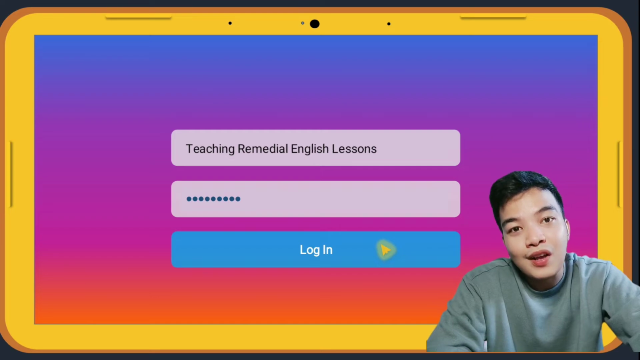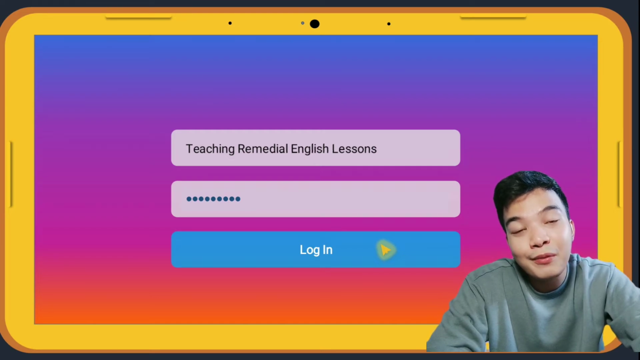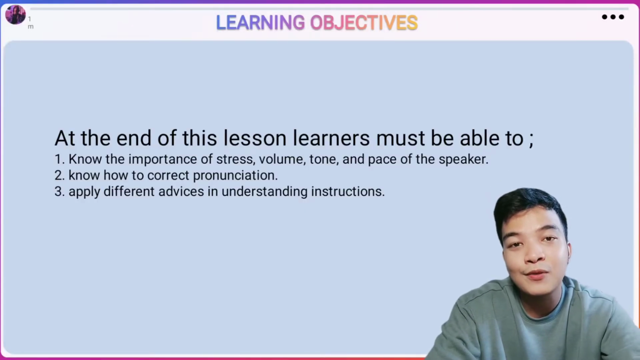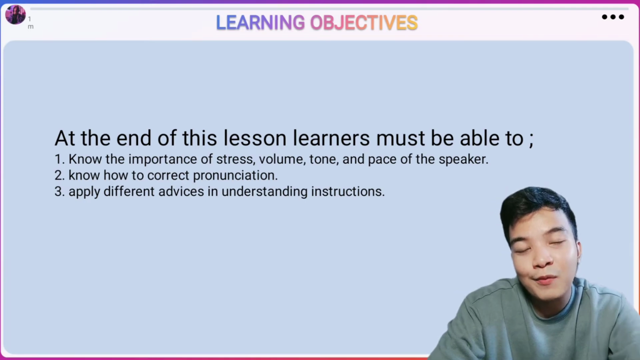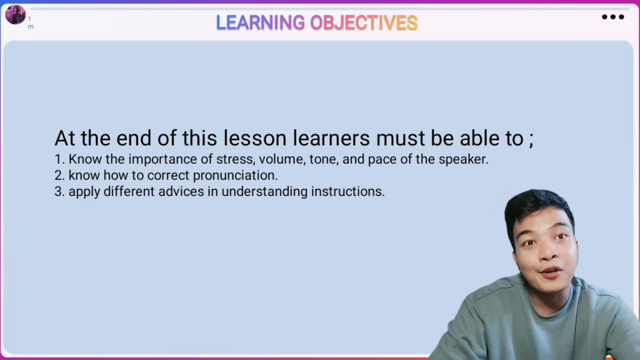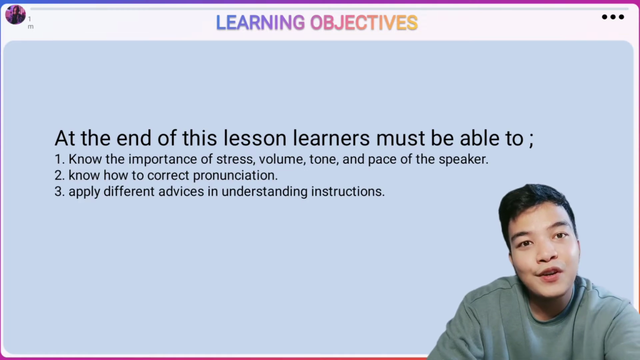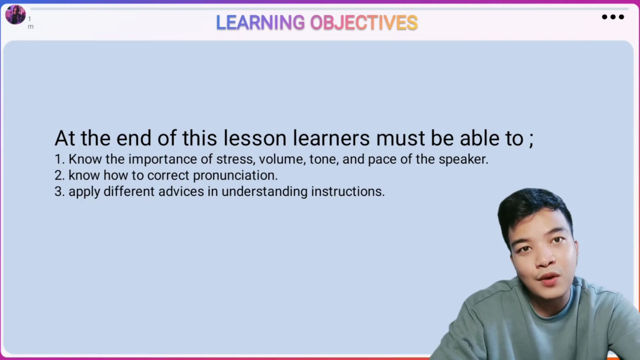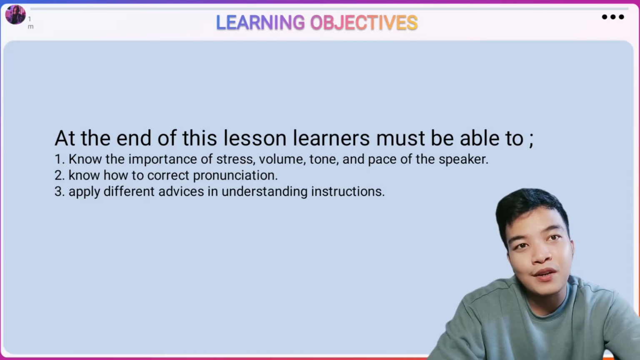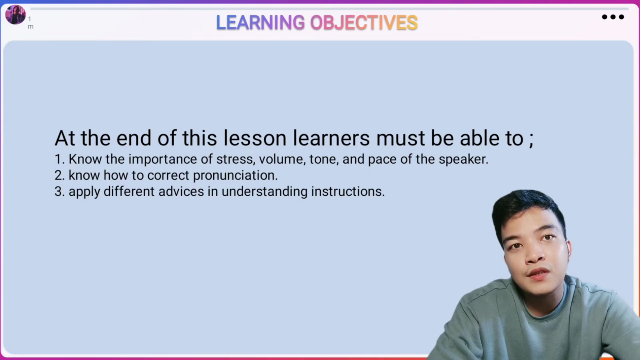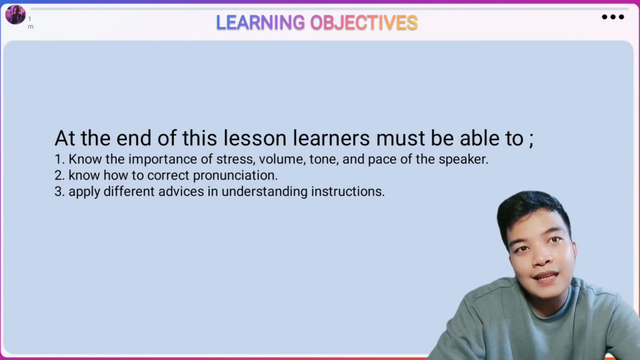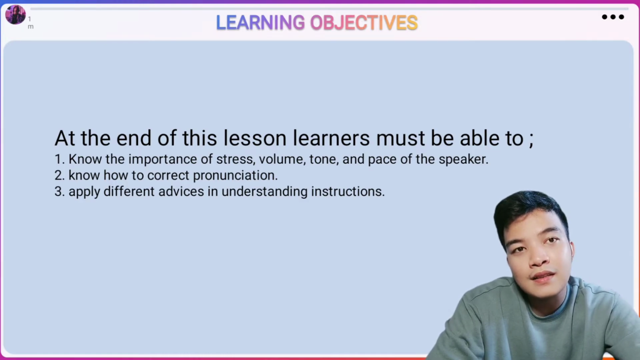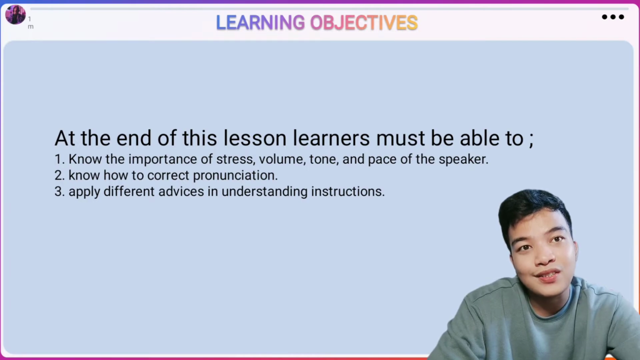So today we're going to be discussing teaching remedial English instruction. Before we proceed to our main discussion, I would like to state the following learning objectives that we must achieve at the end of this discussion. The first one is, the student must know the importance of stress, volume, tone, and pace of the speaker. The second, the student must know how to correct pronunciation. And the last and final one is, the student must know how to apply different advices in understanding instructions.